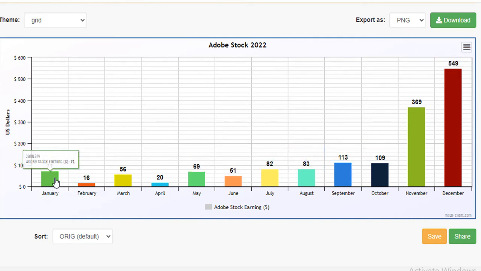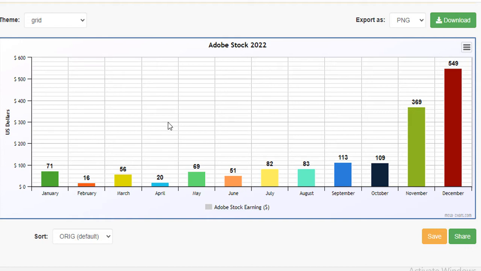So if we start with the January one, obviously January is the month that made it possible for me to trust in Adobe Stock that okay, it has the potential. But right on the second month of February, I only managed to make $16. So that was a huge drop from $71 to $16. If somebody would have asked me in that particular moment by the end of February that you will end up making $500+ by the end of this year in the last month, I would not have trusted that guy.